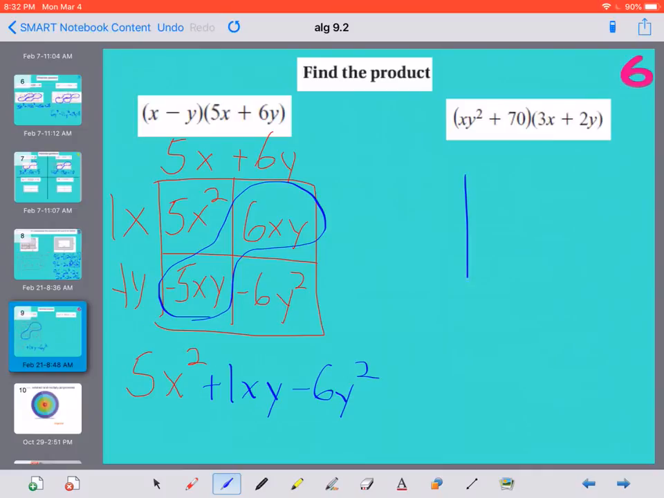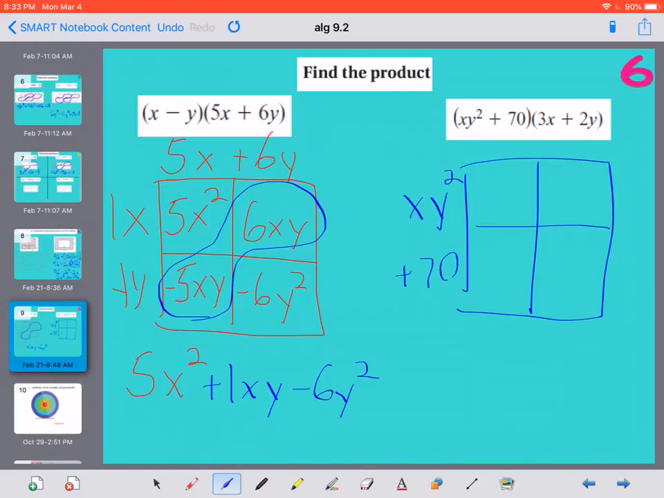Here again I can draw a 4-section box. We have xy squared plus 70, 3x plus 2y. So 3 times 1 is going to give me 3. X times x will be x squared. And we just have a y squared as well, so I'm going to add that there. 2 times 1 is 2. X times nothing, we got to have an x. And y times y squared is y cubed.